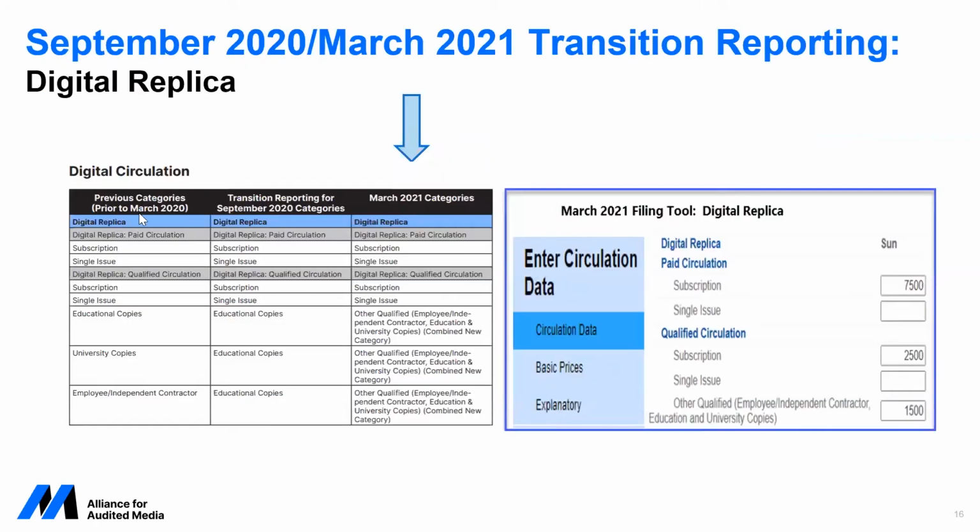In the past, over a year ago, we had subscription, single issue, and then under qualified circulation opt-in, we had subscription, single issue, then education, university, and employee. Just like print, the education, university, and employee got consolidated into one category. In September, it was reported under education copies, and now it's been finally transitioned into other qualified. So for digital replica, when you go in the filing tool, for paid, you have paid subscriptions, paid single issue, and then you have qualified. You have qualified subscriptions, single issue, and then other qualified, which encompasses your employees, your digital education, and your digital university copies.